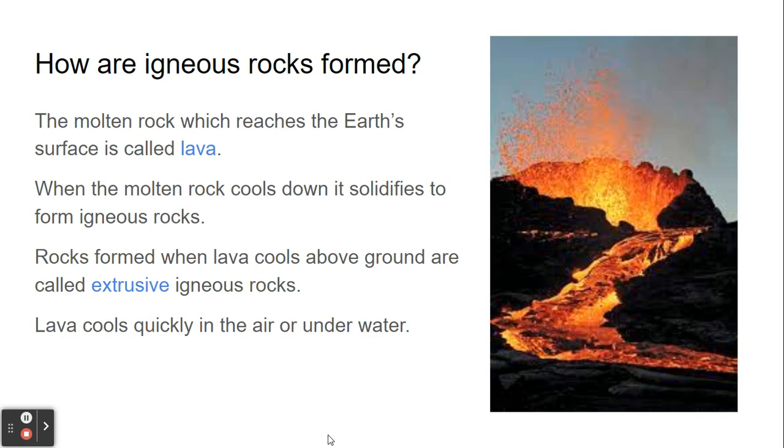So how do they form? The molten rock which reaches the Earth's surface is called lava, and we can see this coming out of the volcano. When the molten rock cools down, it solidifies to form igneous rocks. Rocks formed when lava cools above ground are called extrusive igneous rocks. You can think of it as being like exit for going out. Lava cools quickly in the air or underwater.